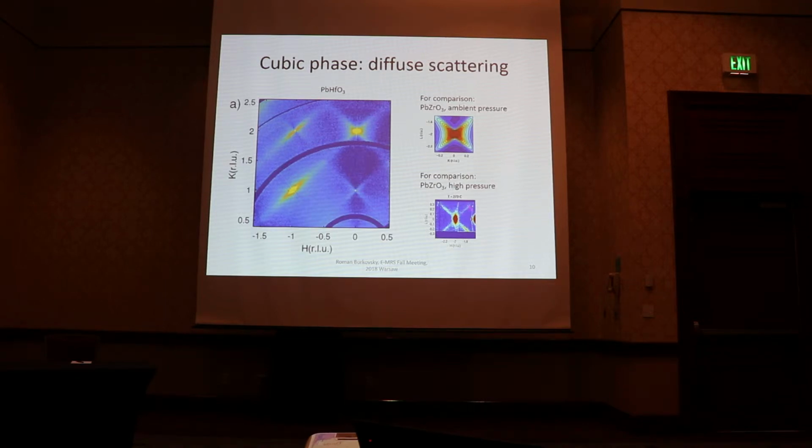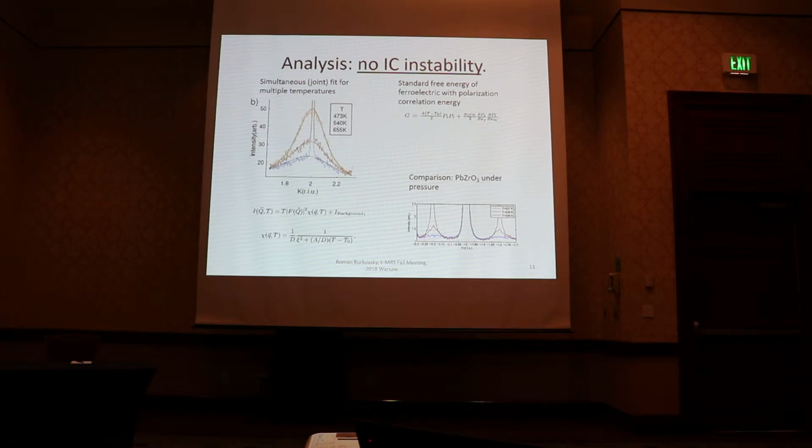For comparison, this is what occurs under pressure in lead zirconate, where there is a clear incommensurate soft mode. And this is lead zirconate at ambient pressure, which is pretty much the same as this lead hafnate. We tried to dig, maybe there is some incommensurate soft mode, but we don't see it.